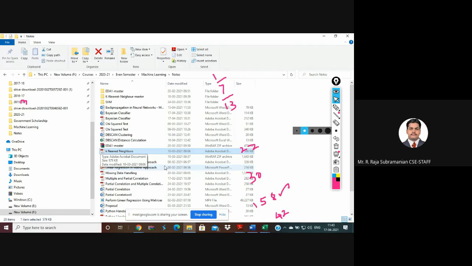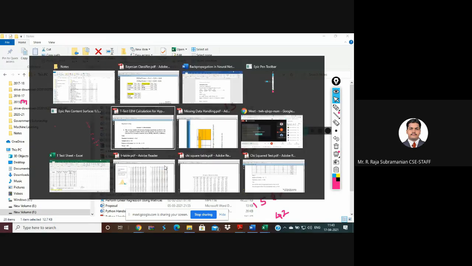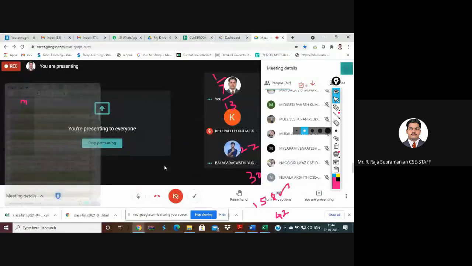I have shared all the codes, everything. This back propagation and Bayesian I didn't share, I think. I'll share now immediately after the class in the Google Classroom. Everything is present there.